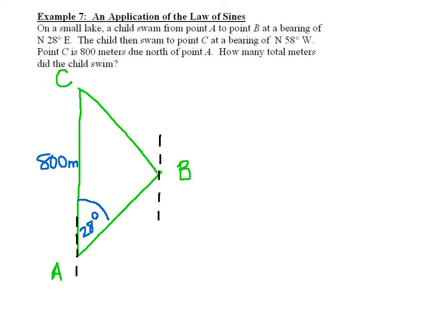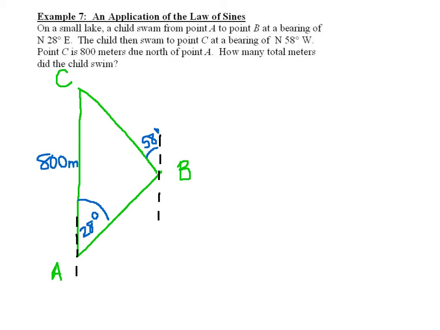So after he got to point B, then what he did is he swam at a bearing of 58 degrees. So 58 is not inside your triangle here. 58 is instead out here, from your vertical to the angle. So this is your 58 degrees from here to here.